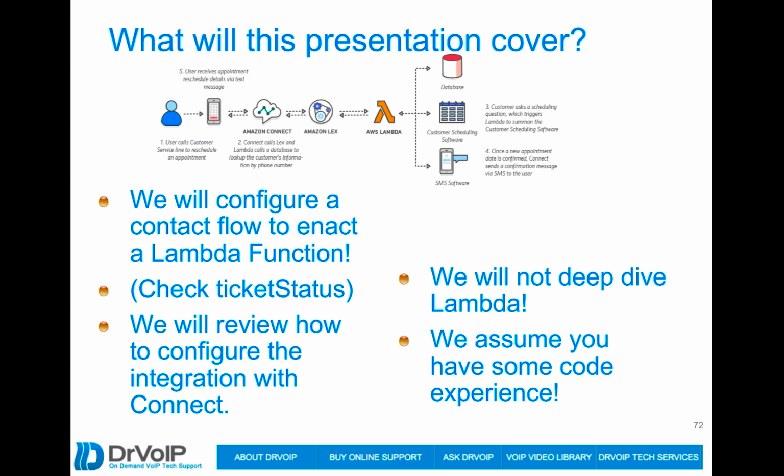Our functions are written typically in Node, JavaScript, and you can write them pretty much in whatever code you're comfortable with. We do ours in Node typically. Then we'll actually walk you through configuring the contact flow to enable a Lambda function to check this ticket status. And then we'll review the configuration right in the Connect dashboard so you can see how the various pieces go together.